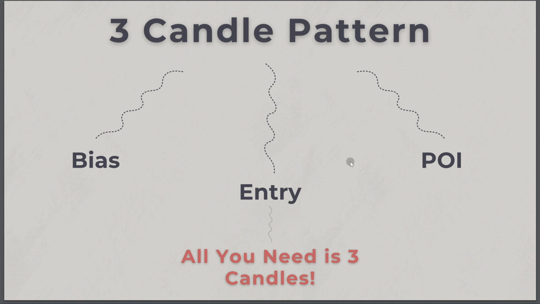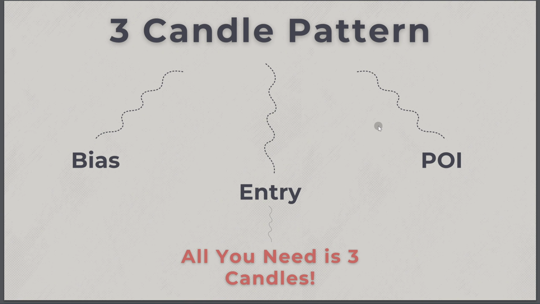Now, how is that possible? How can we find an entry and also a POI at the same time? We're going to be using 2 phases. The 3 candle pattern could be used to find the POI, and then inside of the POI we could also look for the entry on the lower time frame, right? So it's 2 phases, or you could look at this also as 3 phases: bias on a higher time frame, POI on a medium or intermediate time frame, and then an entry on a lower time frame. So this is going to be 3 phases.